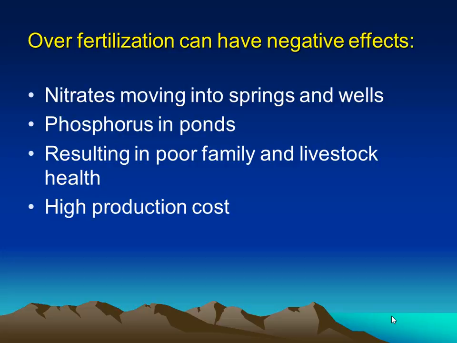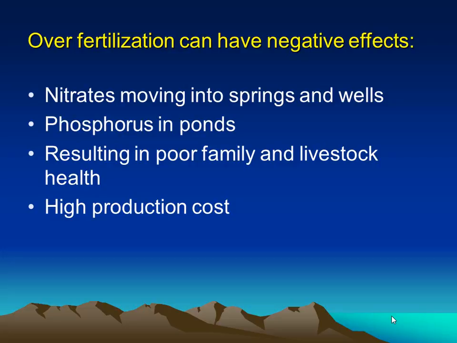Nitrates can move into springs and wells. You don't want that. I've actually seen that happen on farms. It's usually associated with confined feeding facilities rather than just application of mineral fertilizer. Get phosphorus runoff into your pond, or it could be the Potomac River. Okay. But any of these things can be poor for the family or livestock health.